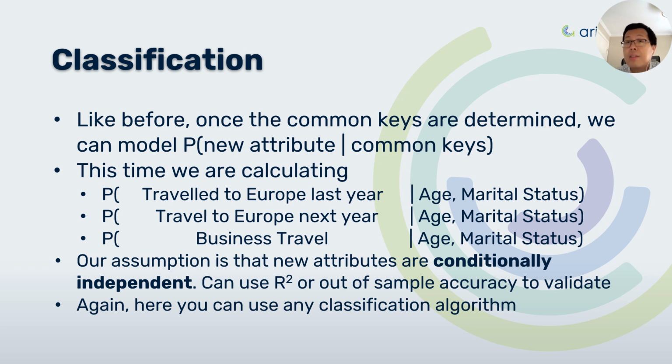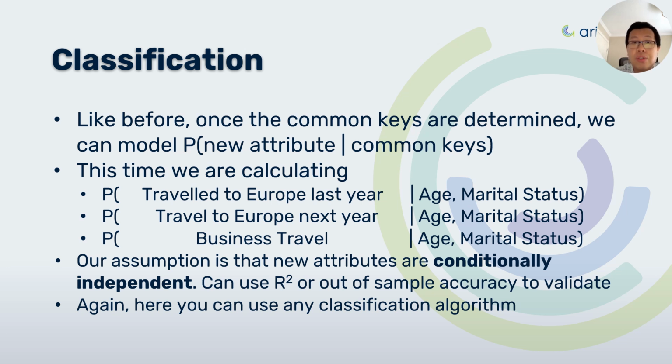With just age and marital status, this is probably not true, but generally speaking, our common keys are much larger. We're looking at a set of maybe 8 to 10 variables, including age, gender, profession, marital status, personal income, family income, and so on. So with a large set like that, it's quite safe to assume that these variables are enough to explain all of the variabilities. So in other words, what we're assuming is that given the common keys, the new attributes are conditionally independent. And you can validate that with R-squared or out of sample accuracy as well.